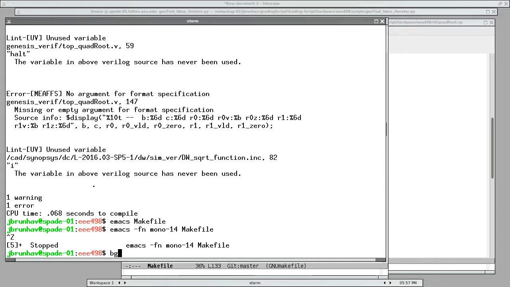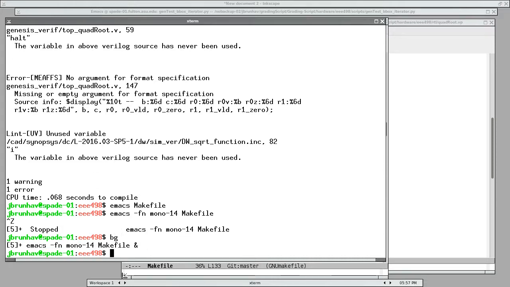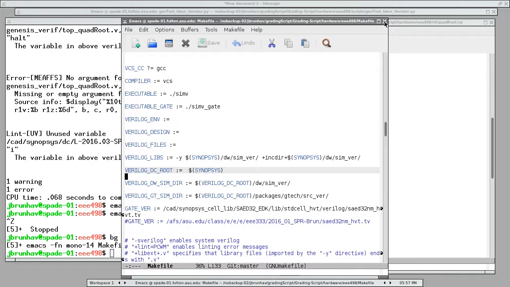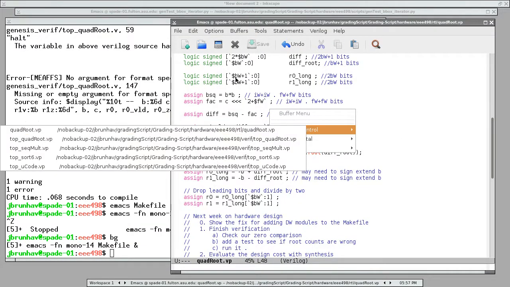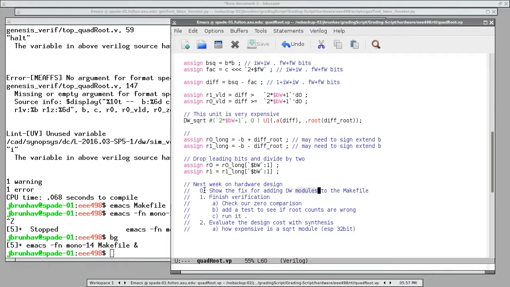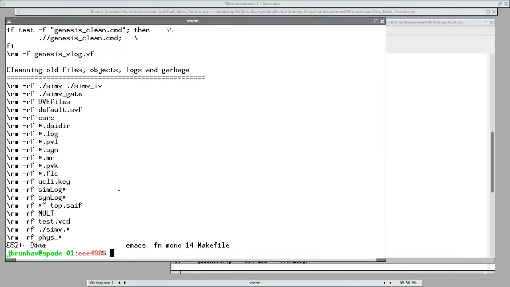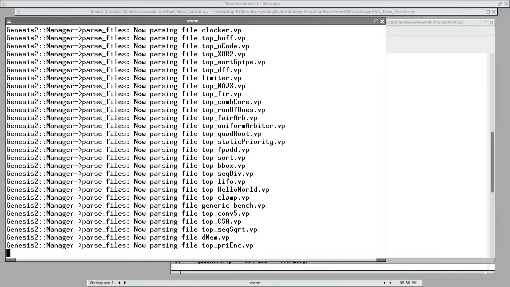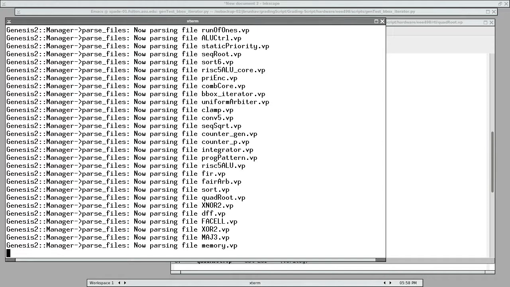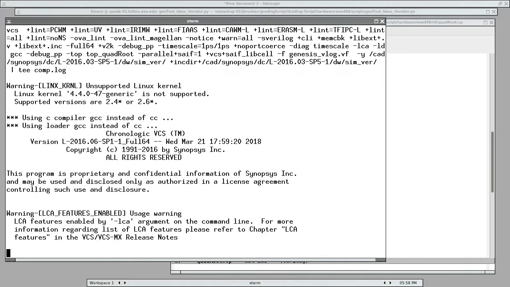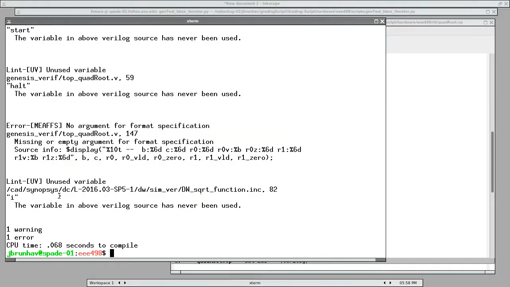So where we are aside from that, yep, we showed the fix, so we're doing good. We need to finish the verification is what we were doing, and last time we were in the middle of compiling, so we'll go ahead and do that now. Okay.